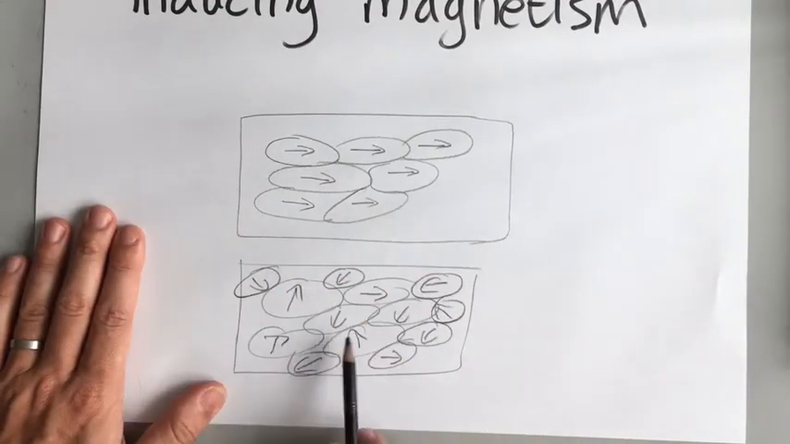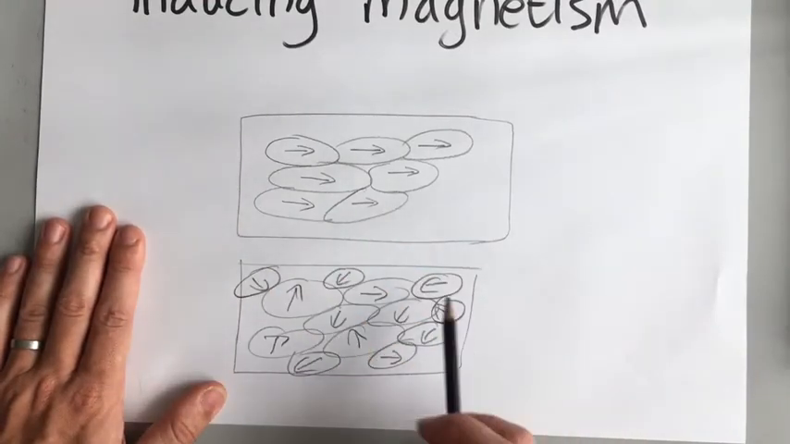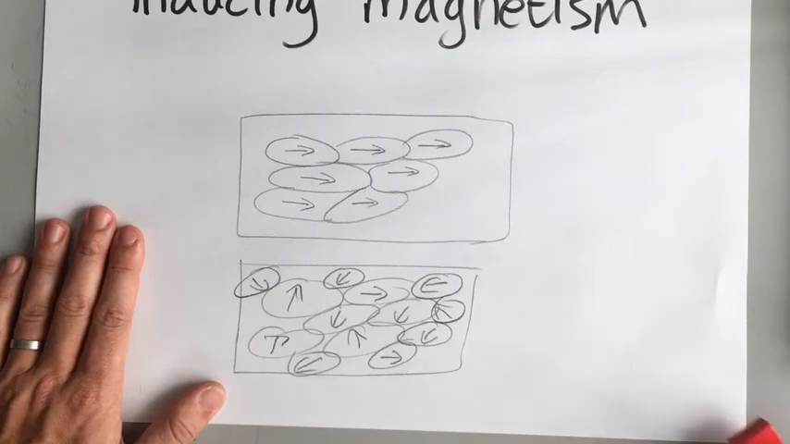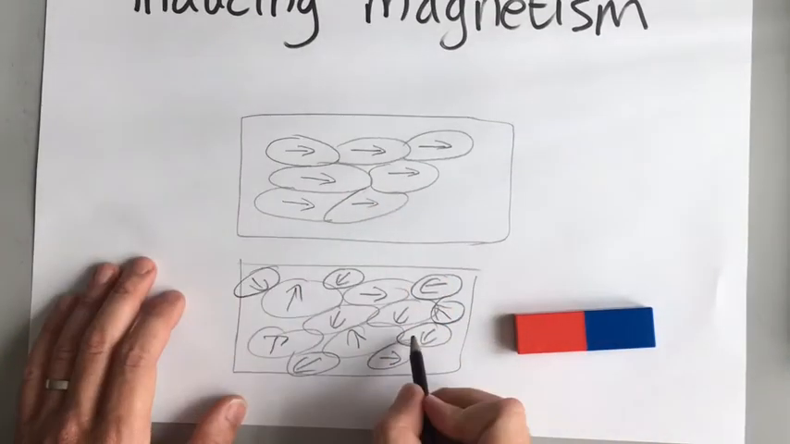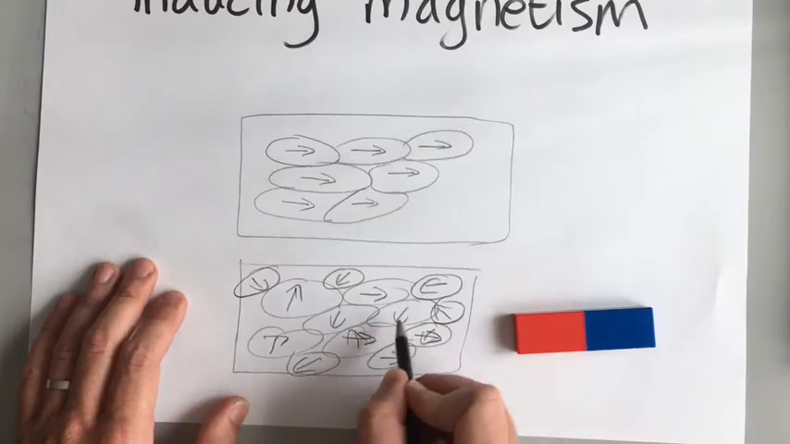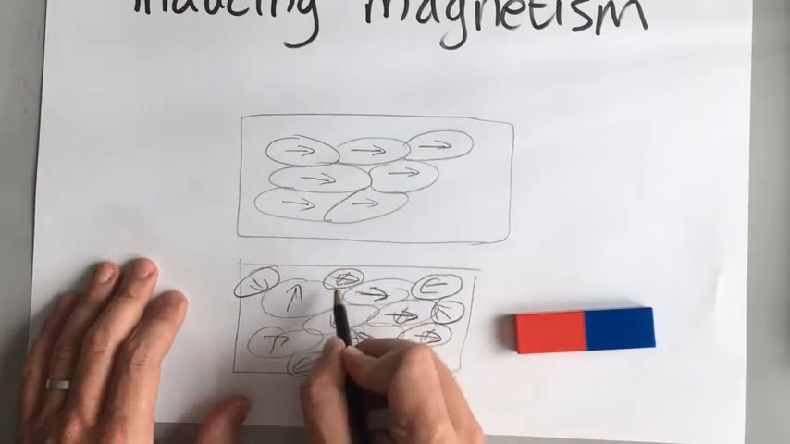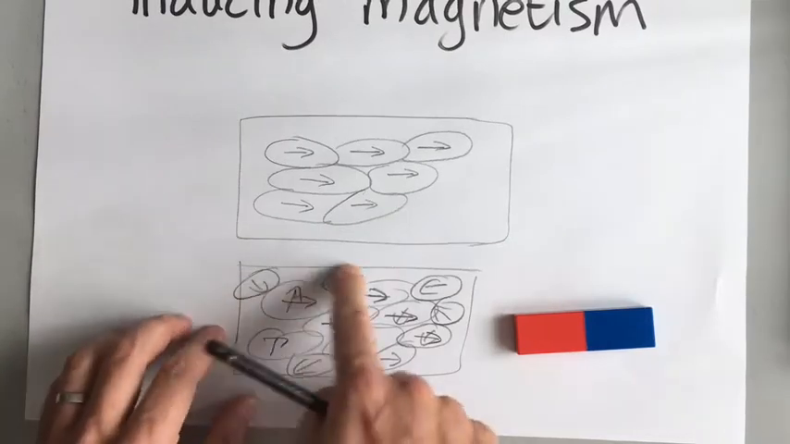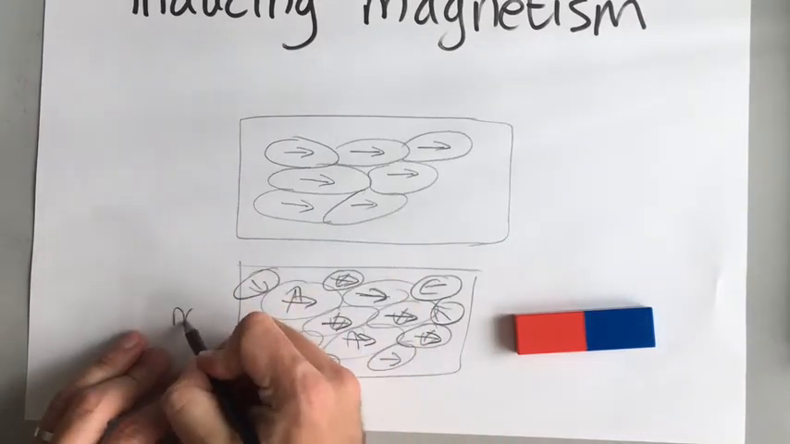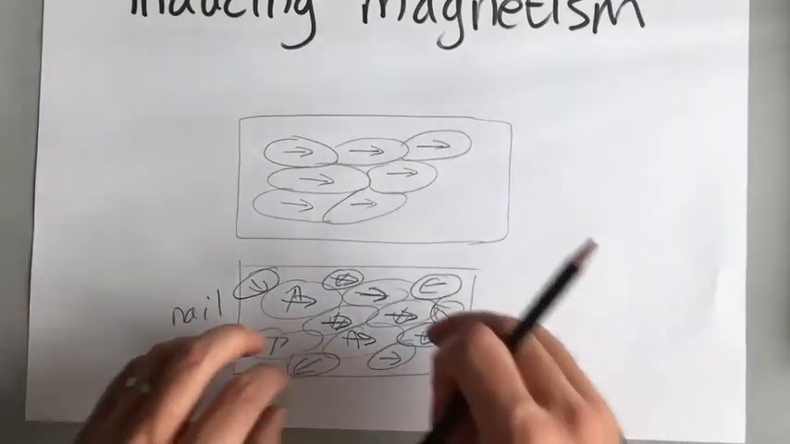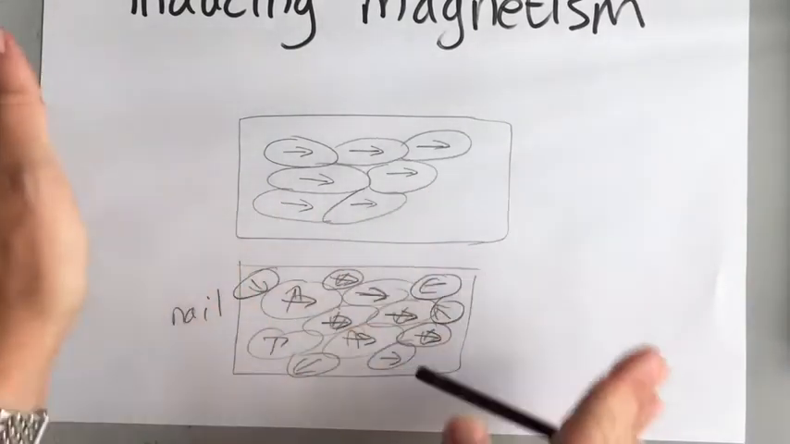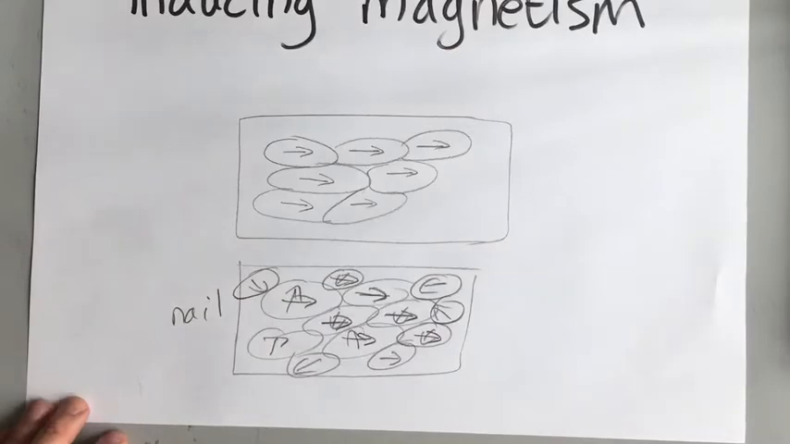They're all pointing in random directions, and when we bring the magnet close, they all turn and start to point at the magnet. So temporarily, the nail turns into a magnet. When we remove that magnet, all of those grains start to point in random directions again.